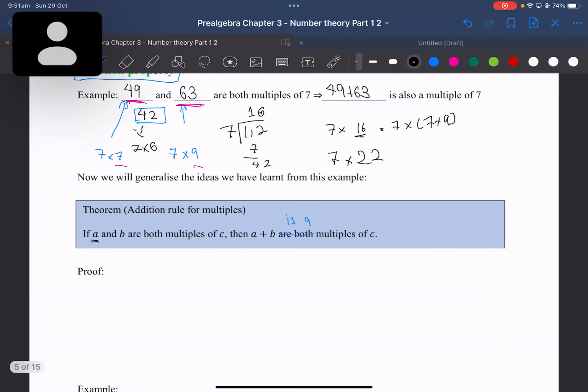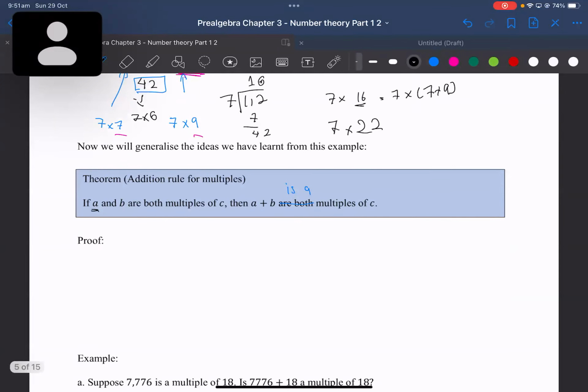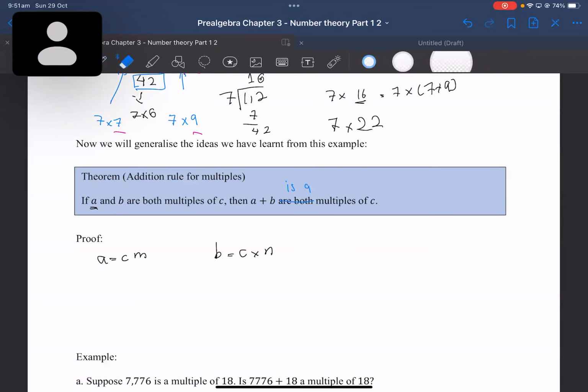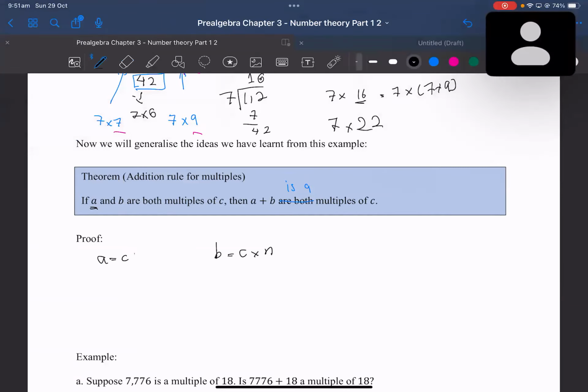All right, important proof. Let's say A is a multiple of C, so A is C times some whole number M. You agree? And B is also C times another whole number. Let's not use M because they're not the same whole number. Let's do N. So A is C times M, B is C times N. This is the proof. And then if you add A plus B, you have C times M plus C times N.